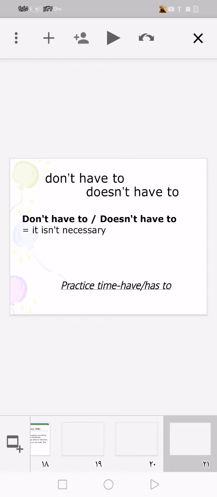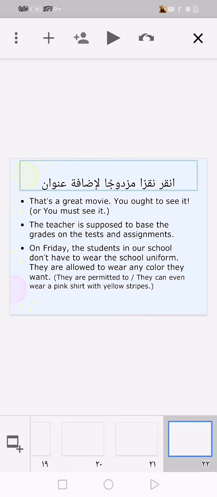It isn't necessary. For example, that's a great movie, you ought to see it, or you must see it. I am just giving you examples of the modal auxiliary verb. Another example: the teacher is supposed to base the grades on the test and assignments.